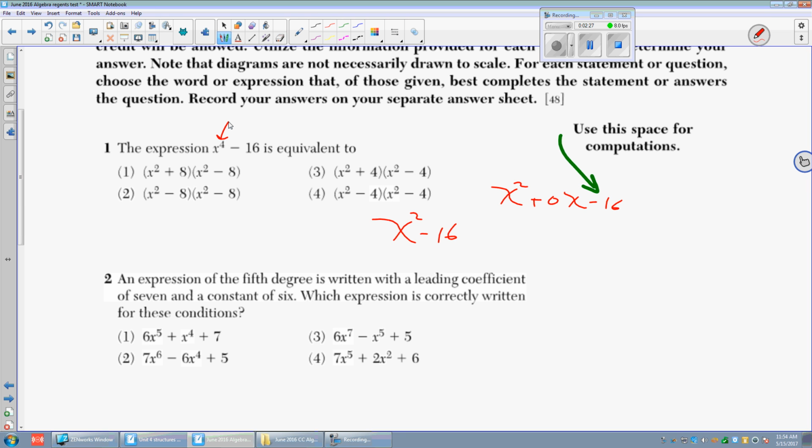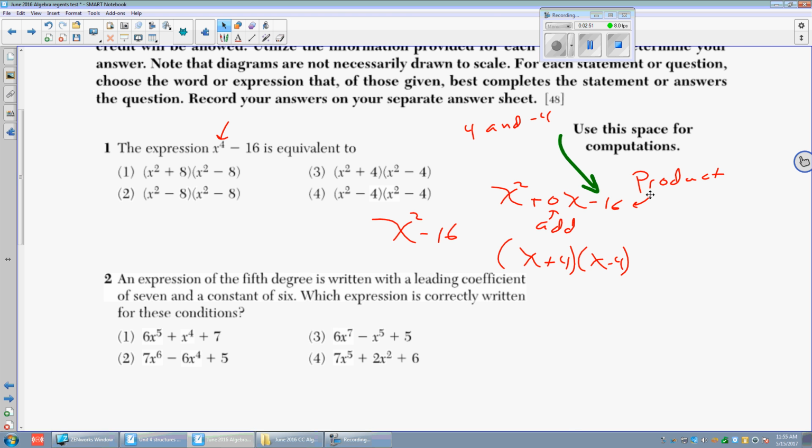What two numbers multiply to be 16 and add to be 0? Well, that would be 4 and negative 4. So the factors are x plus 4 and x minus 4. Let's say you don't remember that.